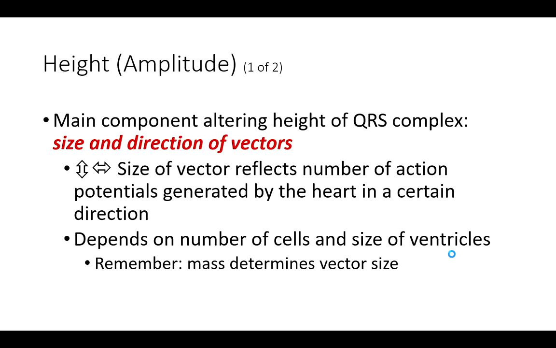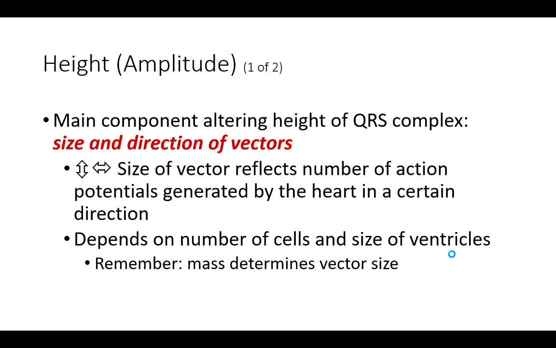So if I'm looking at the height, my main component here is looking at the height of the QRS complex, the size, the direction of the vectors. Because the size of the vector is generated because of the size of the myocardium. A larger, stronger contracting myocardium generates a larger electrical impulse. If we think about EMG, electromyography, we're looking at strength of an EMG signal on a contracting muscle. The more electrical activity typically is reflecting more muscle contraction or more motor unit recruitment.